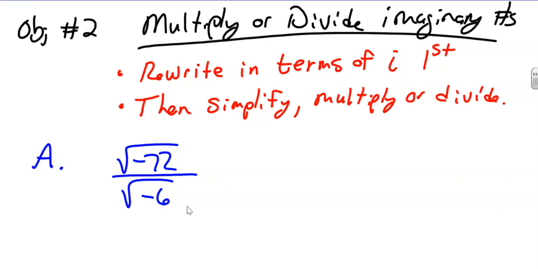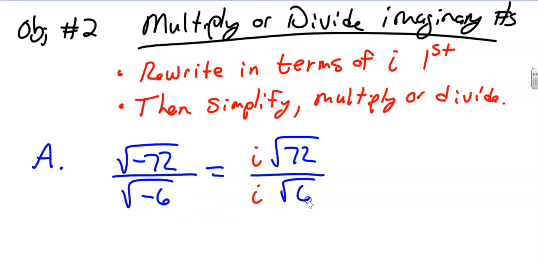Okay, and honestly, on this one, the very first thing that you want to do before you do any simplifying at all is get rid of this negative that you have in here. Go ahead and take the I part of it out. So you've got I, and make it the square root of 72. And on the bottom, do the same thing. Go ahead and take this negative out, put the I on the outside. So you've got square root of 6.